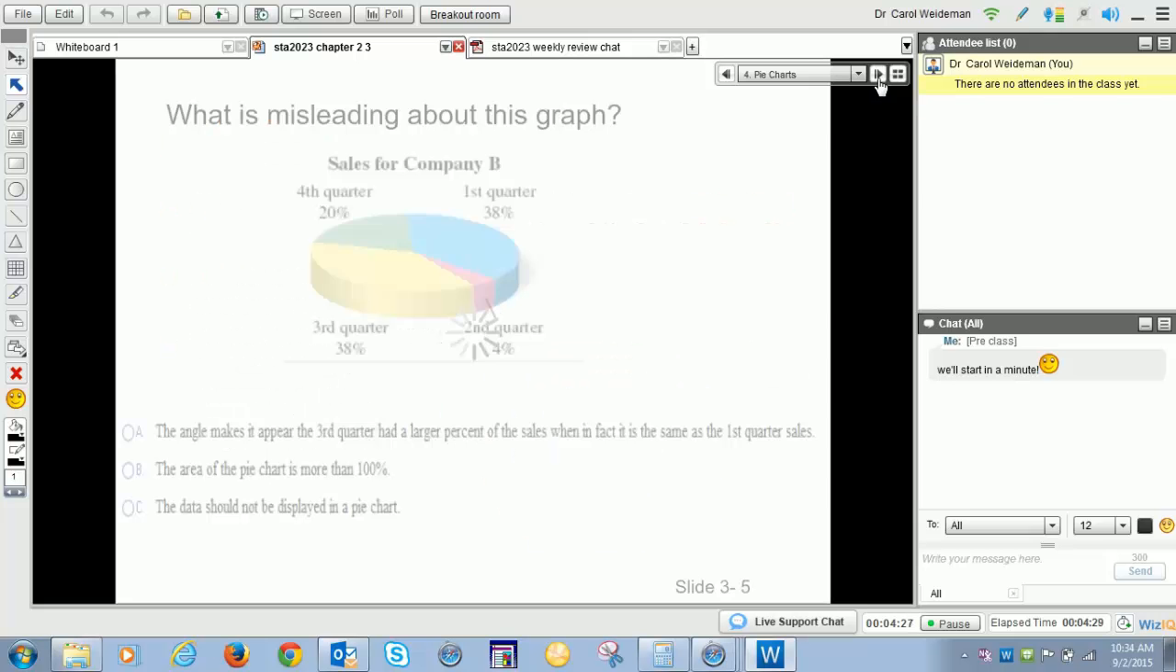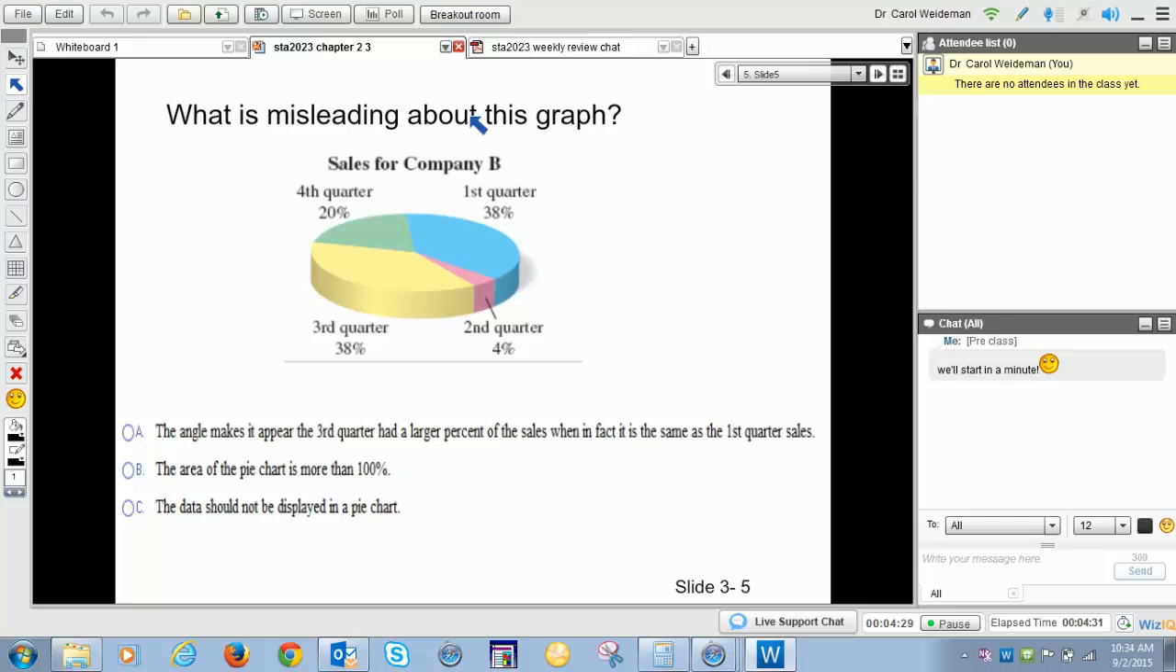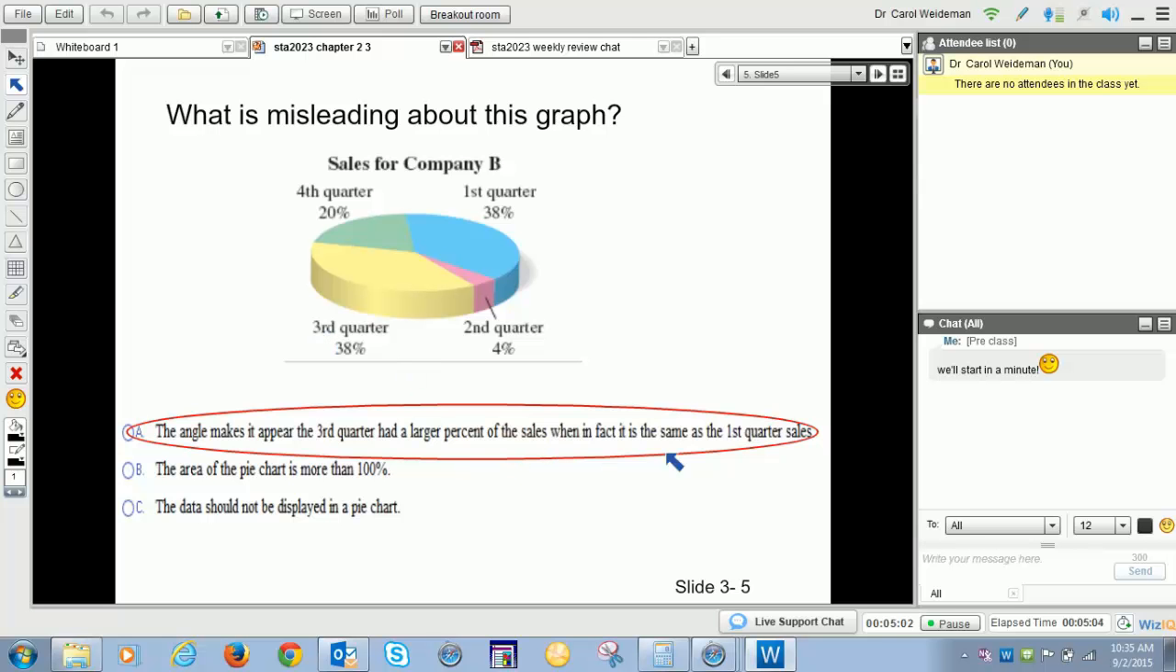Okay, let's look at some charts with some problems. How about this chart here? What is misleading about this graph? They're showing the sales for company A, and it's broken by quarter, so there's 4 quarters there. Now notice on this graph, the gold or yellow chunk and the blue chunk have the same percent. However, the way the graph is laid out, this is what we call a misleading graph. It's given us a two-dimensional impression here. If the numbers weren't here, you might think that this gold area is larger. So the best answer of those given here, the angle makes it appear that the third quarter has a larger percent of the sales when in fact it's the same as the first quarter. We would prefer to see this as just a flat pie chart. It's much easier to read and interpret.